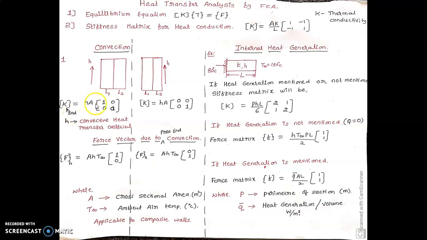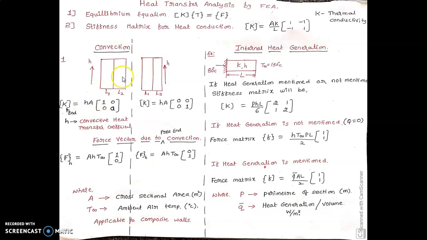Okay, that is HA into 1 0 0 0. This is 0. So only at the left hand side it is given, hence you need to take 1 here. This HA will be at the left hand side, it means, okay.